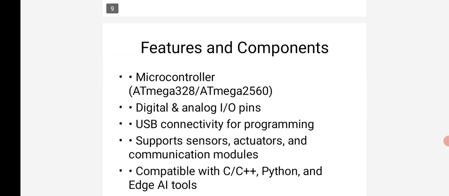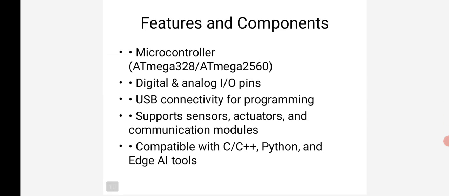What are the features in Arduino? It is a microcontroller, ATmega328 or ATmega2560. Digital and analog input pins are there. For programming, we are using USB connectivity. It supports sensors, actuators and communication modules. It is compatible with C, C++, Python and AI tools.